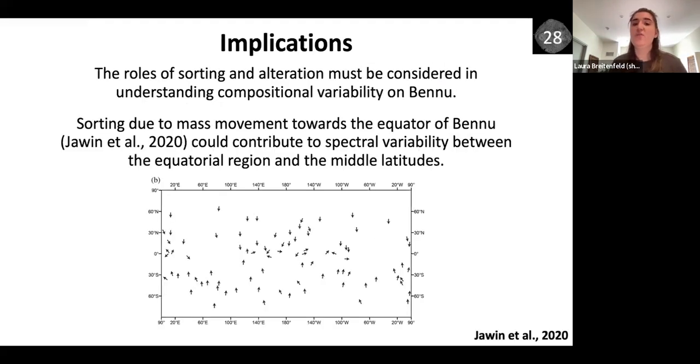So in addition to the role of alteration, I also looked at how sorting might be impacting what we're seeing on the surface of the asteroid. Jawin et al. studied the mass movement of materials towards the equatorial region of the asteroid Bennu. And this could potentially contribute to the spectral variability that we're seeing between the equatorial region and the middle latitudes of Bennu.